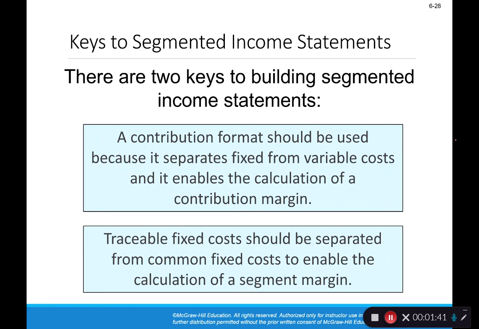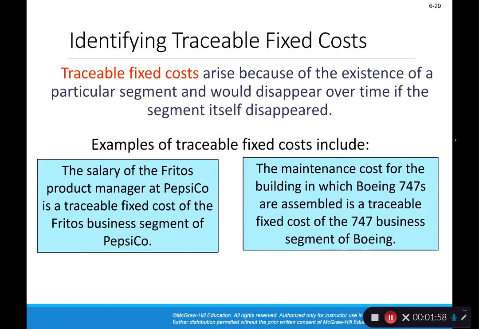There are two keys to building a segmented income statement. One is what I already mentioned, that we're going to use the contribution margin format. And then the second is also what I've already mentioned. We're going to take our fixed costs and break them up into traceable and common elements. Traceable fixed costs are costs that arise because of the existence of a particular segment, and they would disappear over time if the segment disappeared.